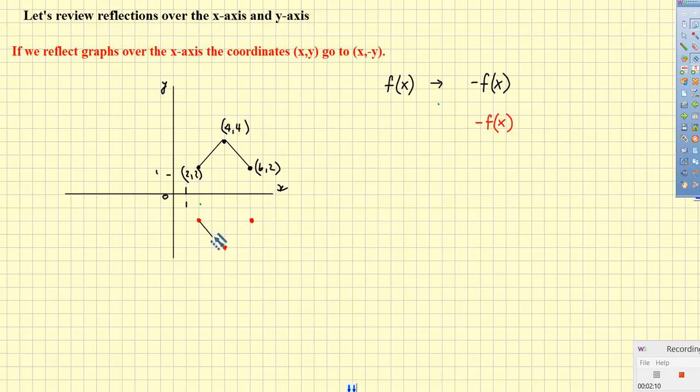So this is how we would do this if we were actually physically moving the graph over. And this would be our f at negative x. So we would have (4, negative 4), (2, negative 2), and then (6, negative 2). So our y values are changing.